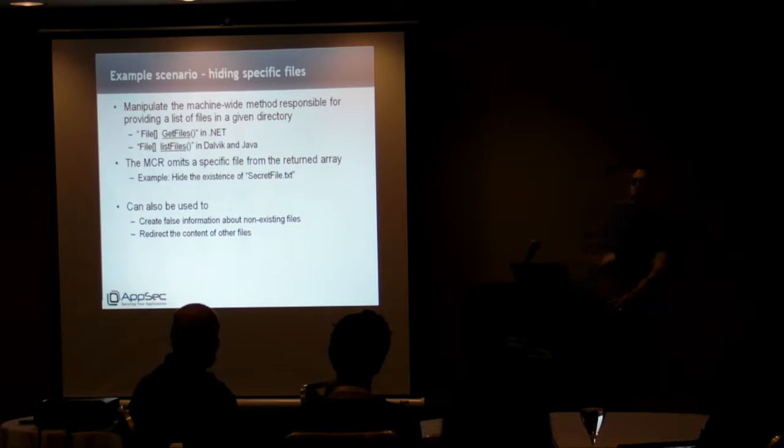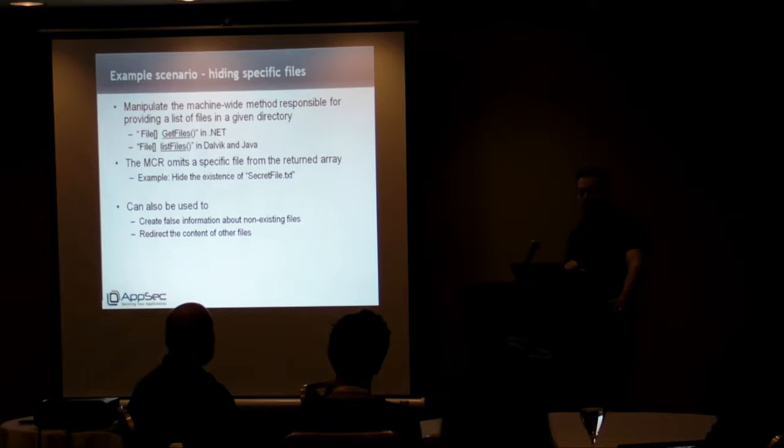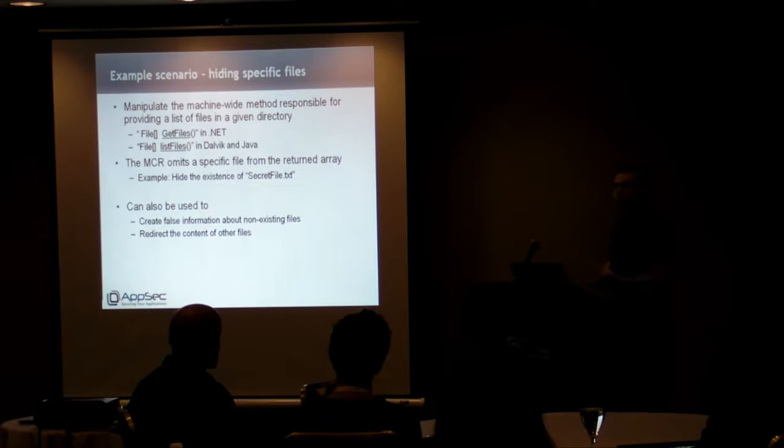In this example, we're going to hide a specific file. The implementation of this attack will be on the virtual machine specific method that returns a list of files to the upper level applications, so all of the applications are using the same method to get the list of files, right? So by deploying it once, we can manipulate all of the applications. This method, in .NET, is called GetFiles; in Java and Dalvik, Android, it's called listFiles. So we're going to hide the file called secret file. To do that we're going to change the runtime and deploy it.